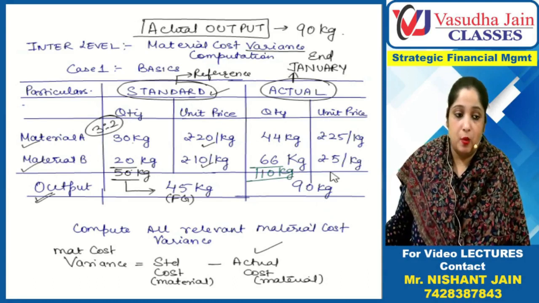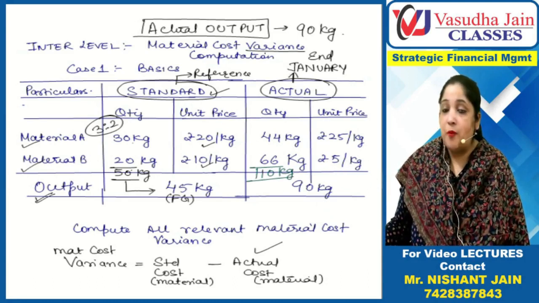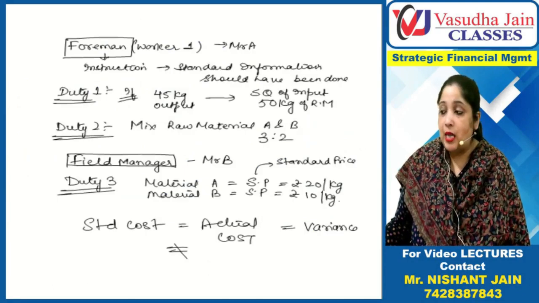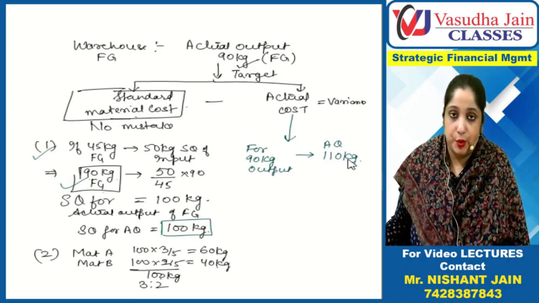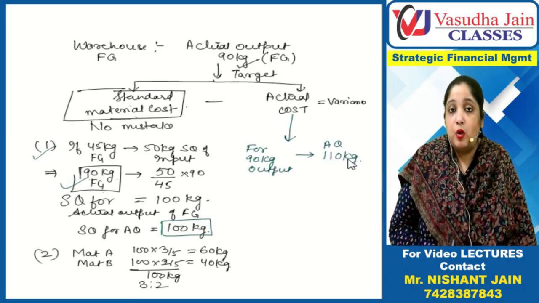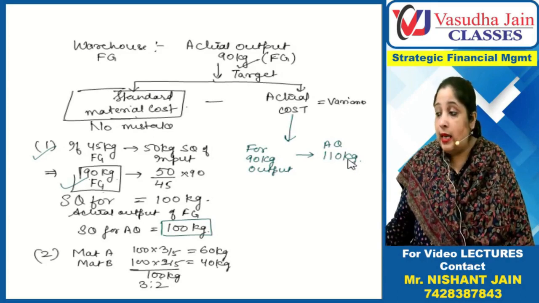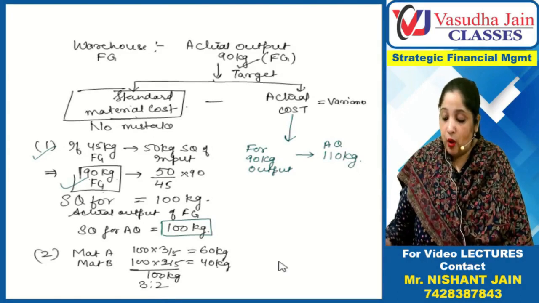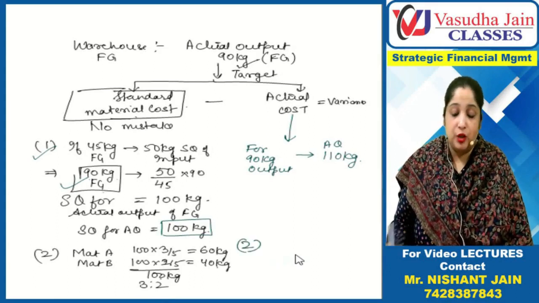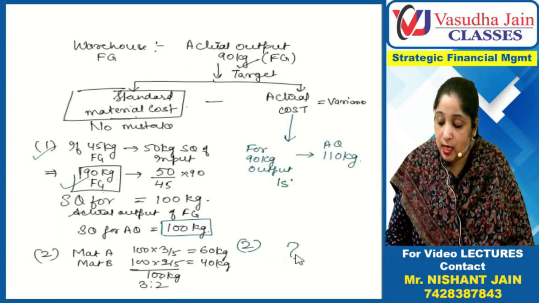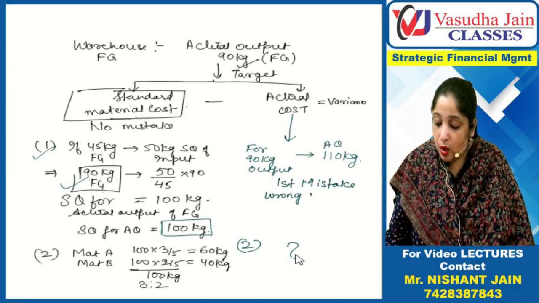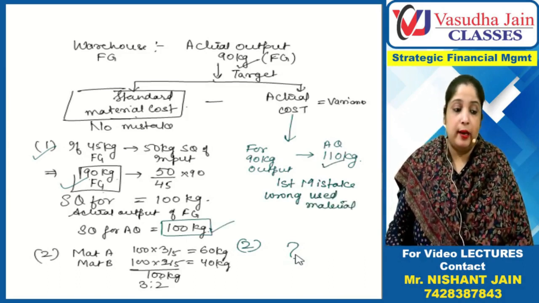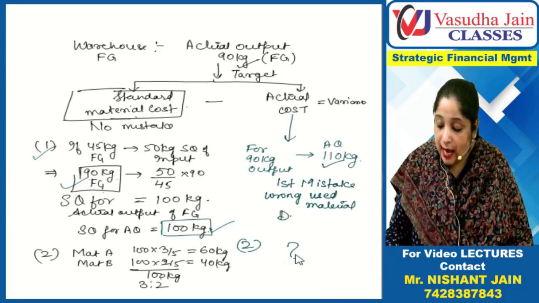I can't see this paper. Okay, so forget about this paper. I just asked him one thing, that have you used 100 kg? He told me 110 kg he used. I have still not come across the fact that he has also changed the proportion. I have not asked him about the second duty. I have just figured out only the first mistake he has done. First mistake is that he has wrongly used material. He was supposed to use only 100 kg and he has used 110 kg. Only first mistake has been discovered.